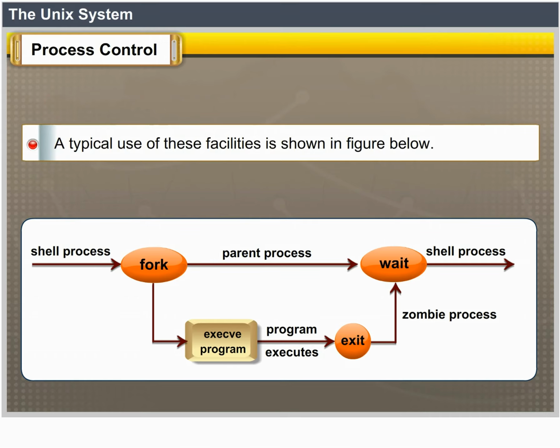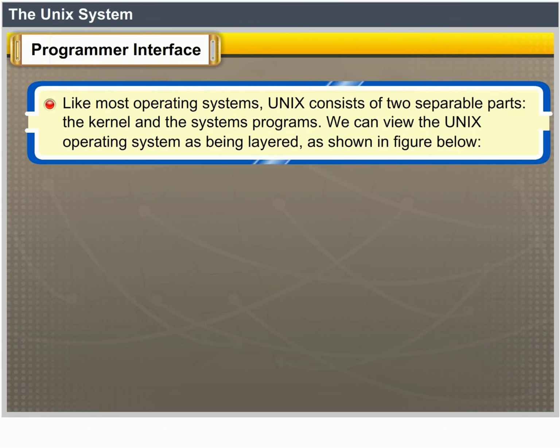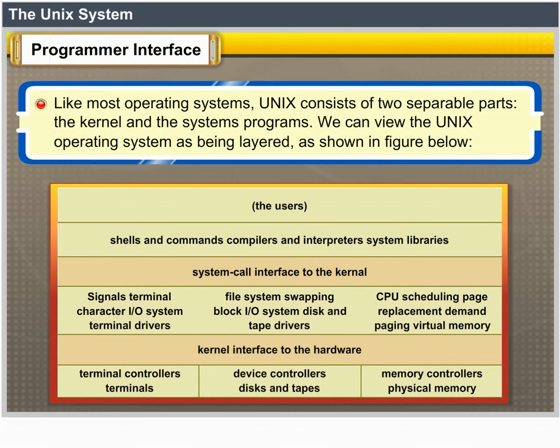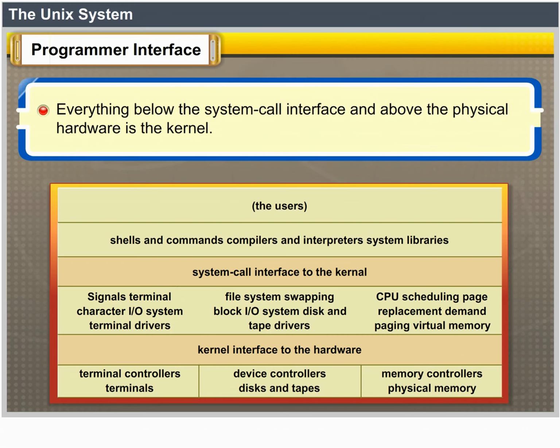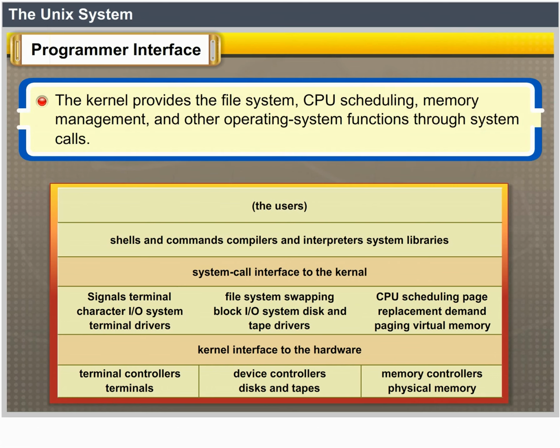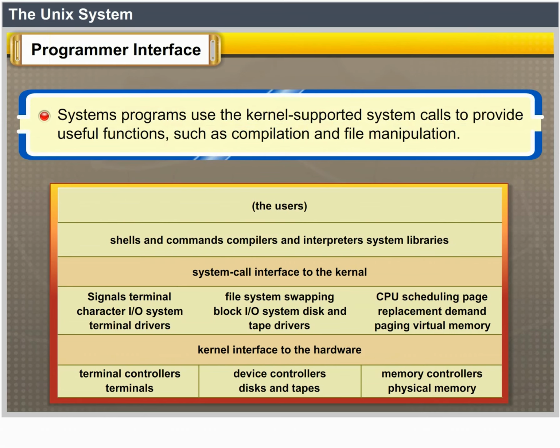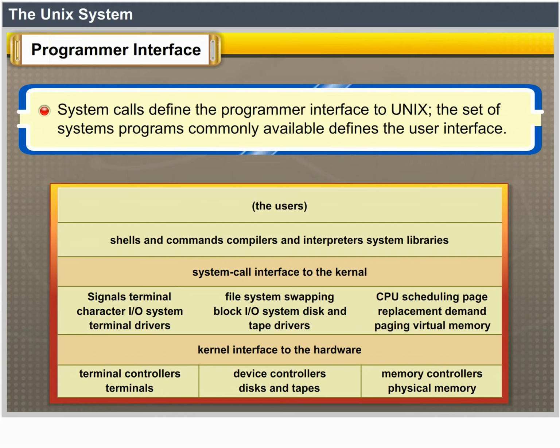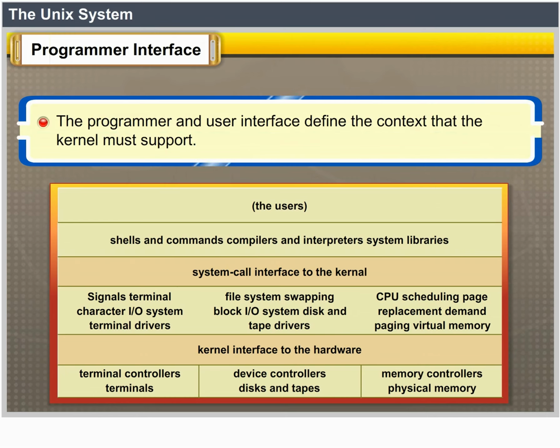Programmer interface. Like most operating systems, Unix consists of two separable parts, the kernel and the system's programs. We can view the Unix operating system as being layered, as shown in the figure below. Everything below the system call interface and above the physical hardware is the kernel. The kernel provides the file system, CPU scheduling, memory management, and other operating system functions through system calls. Systems programs use the kernel-supported system calls to provide useful functions such as compilation and file manipulation. System calls define the programmer interface to Unix. The set of systems programs commonly available defines the user interface. The programmer and user interface define the context that the kernel must support.